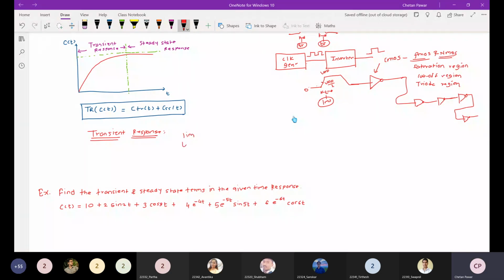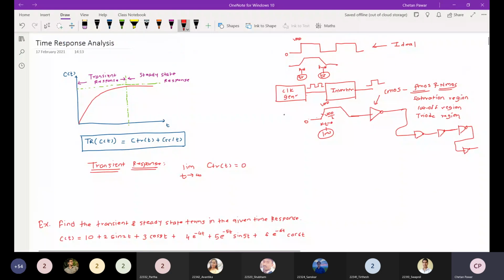So as the time progresses, this particular response becomes 0. Okay, it dies out after a certain time. Similarly, in this case, you can see it takes 1 millisecond from 0 to VDD state. Okay, so that thing is the transient state.